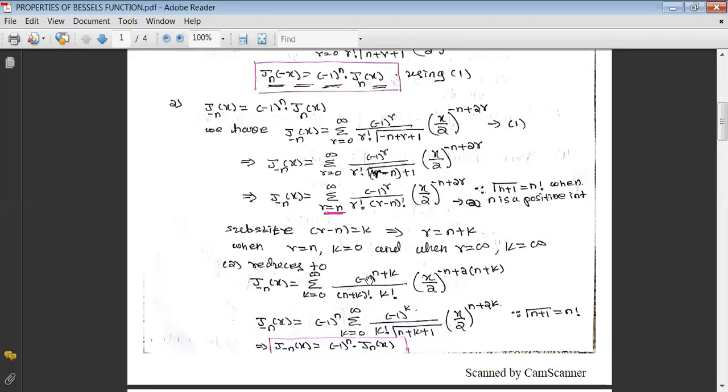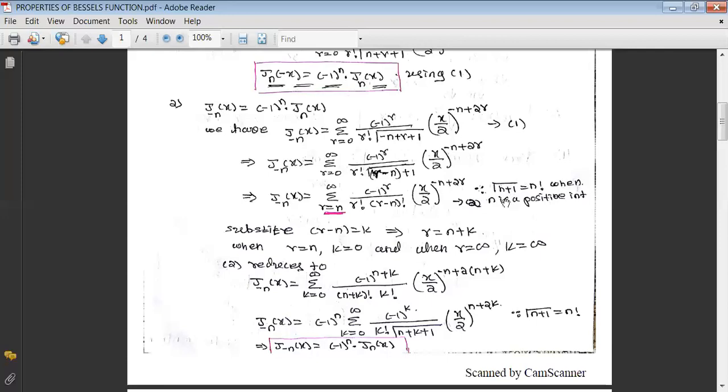Now this minus 1 raised to n plus k can be written as minus 1 raised to n into minus 1 raised to k. Since minus 1 raised to n is free from the parameter k, it can be treated as a constant and taken outside the summation. The rest of the things stay inside the summation, k varies from 0 to infinity, with minus 1 raised to k, this k factorial, and this n plus k factorial.